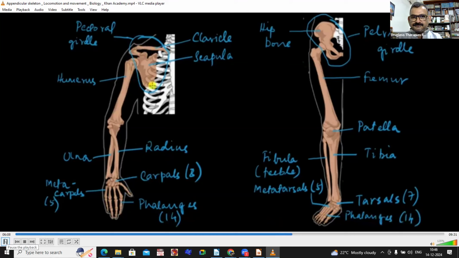Now let's look more closely at the pectoral girdle and the pelvic girdle. While referring to this, I would like to tell you one more beautiful thing: there is a similarity between the hands and the legs. The upper bone is only one, humerus and femur. Then below that, radius and ulna are 2 bones, and here tibia and fibula are the 2 bones.